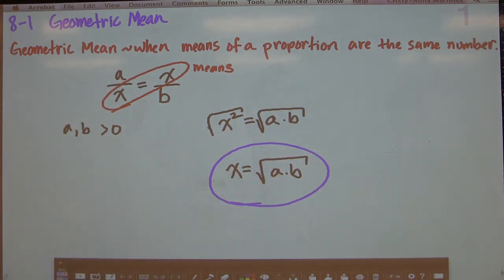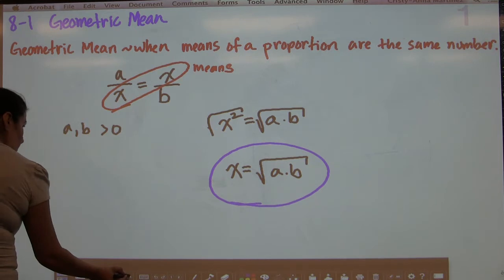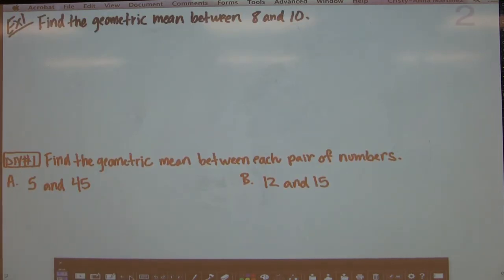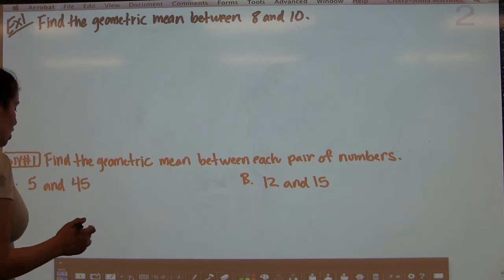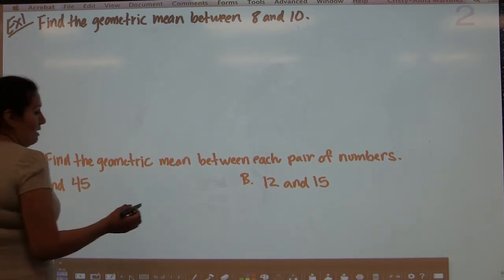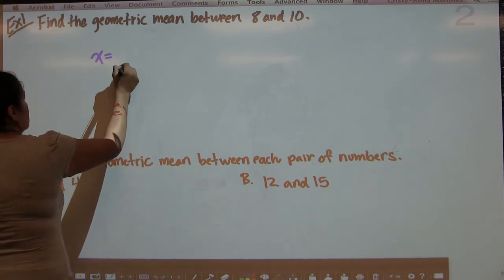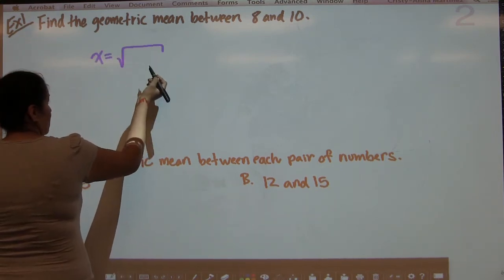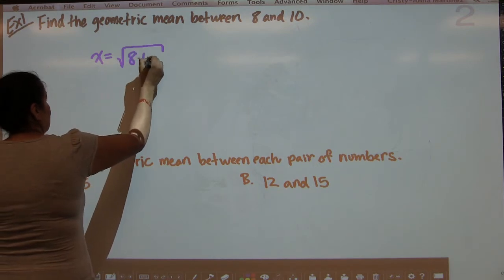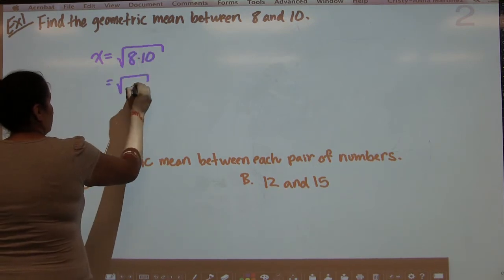And so we're now going to do an example with this geometric mean. Let's find the geometric mean between 8 and 10. Now, if you want, you can set up the proportion all over again, but because we already came up with the formula for it, all we want to do is say that x equals the square root of a times b. So in this case, 8 times 10, which is then the square root of 80.